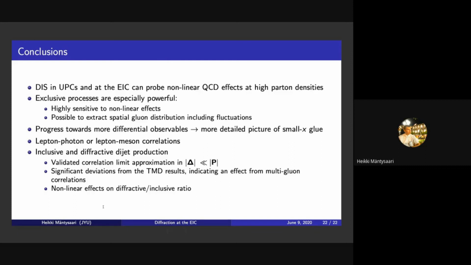The last slide that I skipped also discusses that something like the diffractive to inclusive cross-section ratio is a very powerful probe, because nonlinear effects affect the diffractive and inclusive cross-sections differently. So these cross-section ratios are usually referred to as a smoking gun of gluon saturation at the EIC. So thanks for the attention.